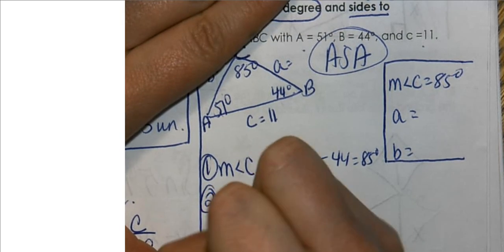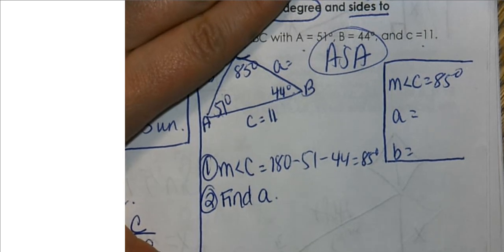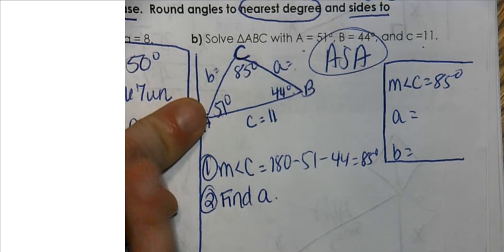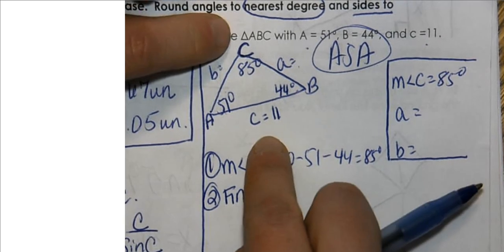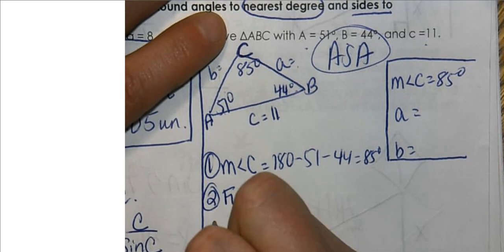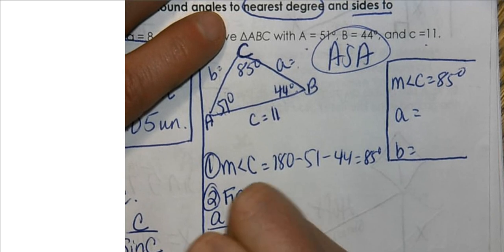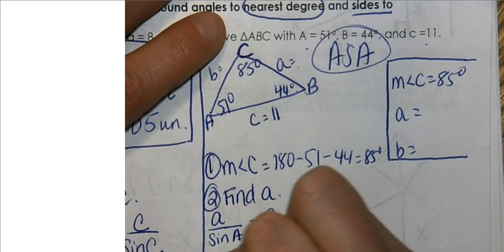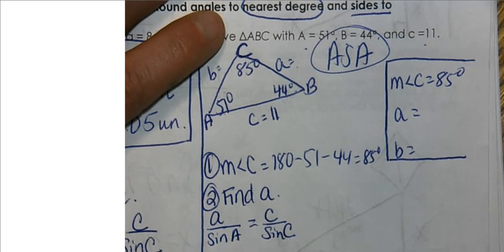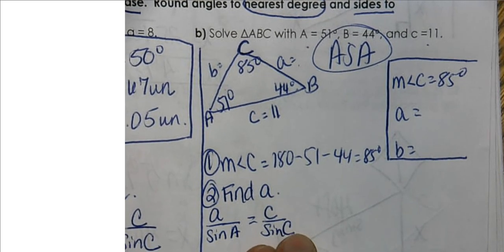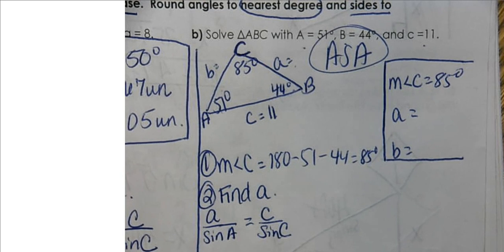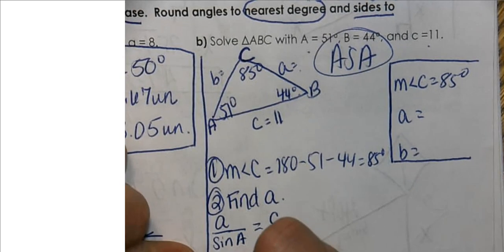So I'm going to find little a first. I don't know what it is. I do know what angle A is, and I do know two of a kind of my C's. So I'm going to be working with the proportion of a divided by the sine of angle A is equal to c divided by the sine of angle C. Here's a truth. You can put this fraction first if you want to. It's not going to make the problem wrong. It just means that it's going to be a different order. Not a big deal. 4 plus 5 equals 5 plus 4. Same exact idea.